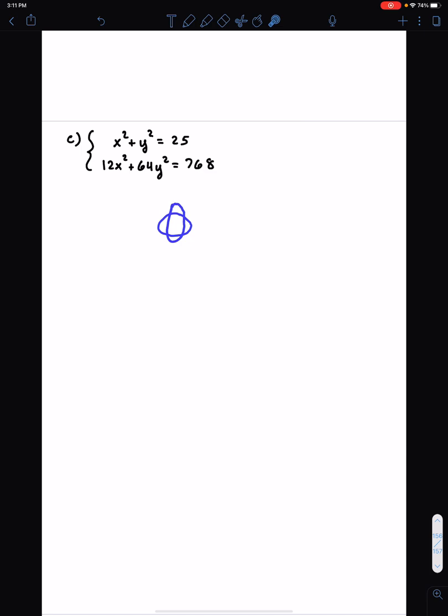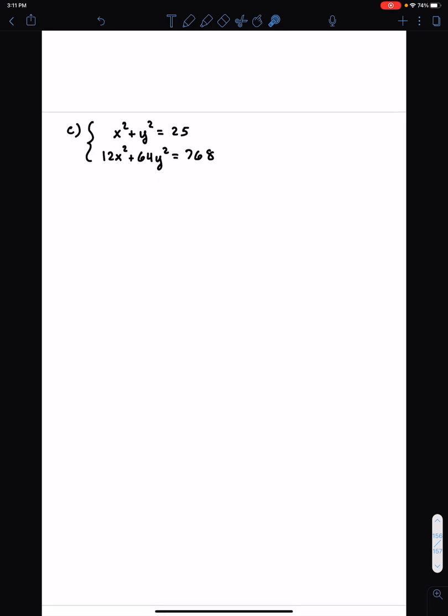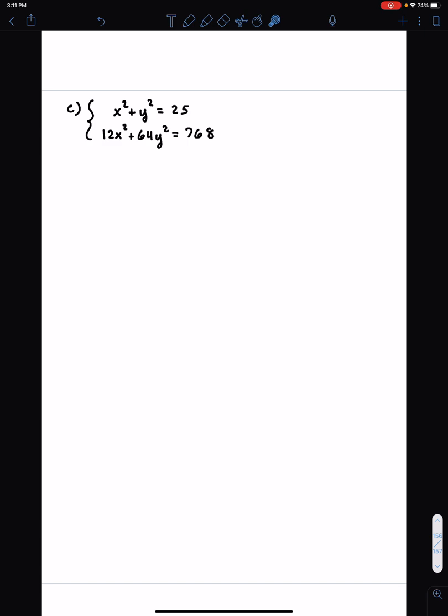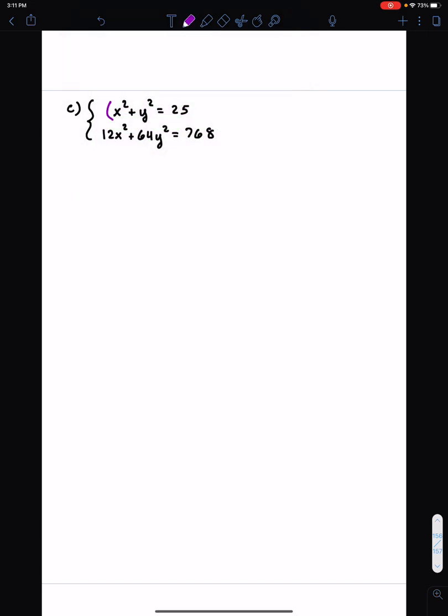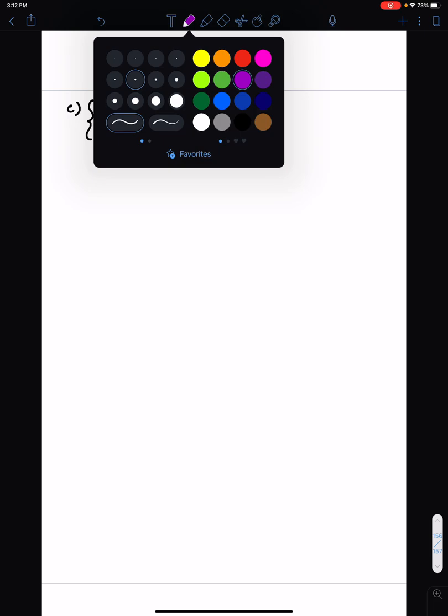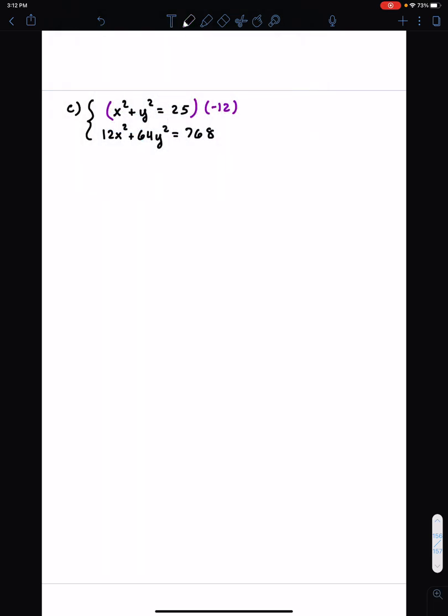I could have 4 points. If the circle is smaller than the ellipse, I would have no points. So I have a couple different possibilities. Since everything is squared, I'm going to do elimination. So I'm going to multiply the top equation by a negative 12 to eliminate x's. So if I multiply the top equation by negative 12, I get negative 12x squared minus 12y squared.